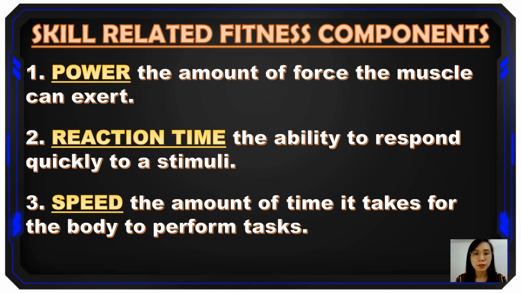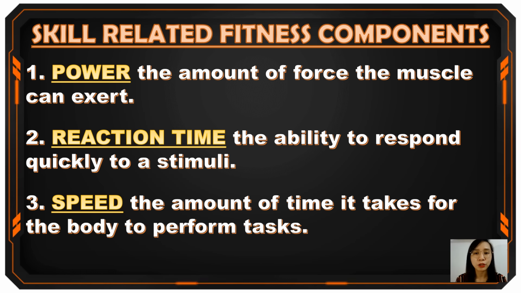The third one is speed. This is the amount of time it takes for the body to perform tasks. If you have good speed ability, you can try recreational activities such as running, walkathon, marathon, swimming, or cycling.